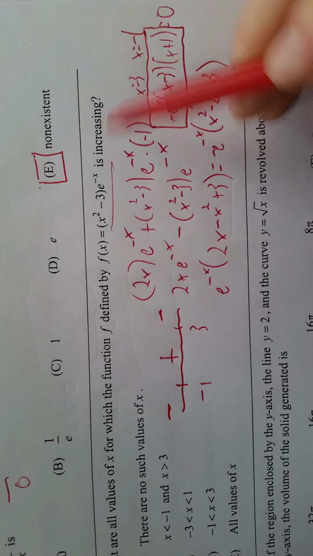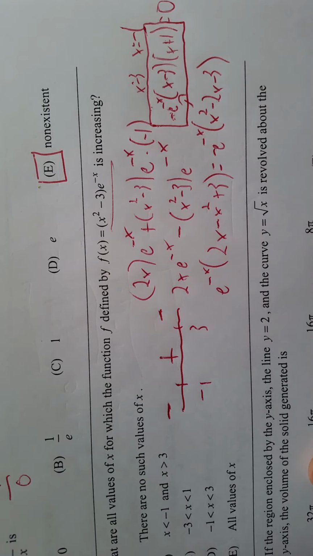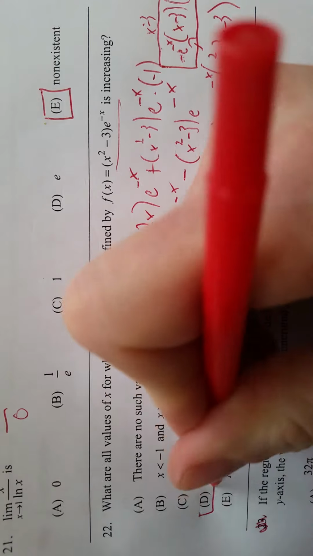We want to know when the function is increasing, so we want to know when the derivative is positive. That's between negative 1 and 3. Negative 1 and 3, boom, there it is. D, you're done.